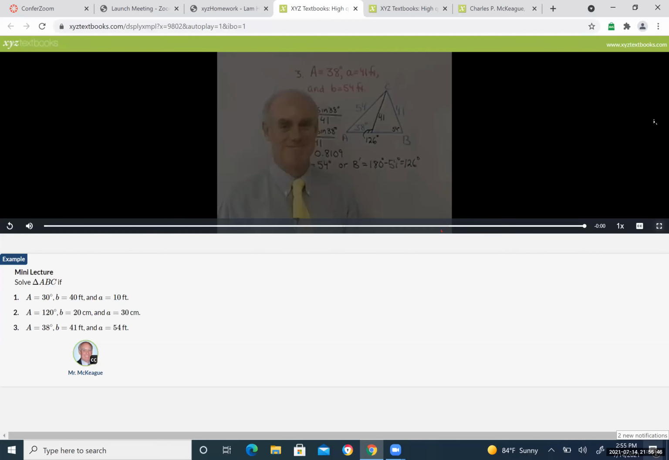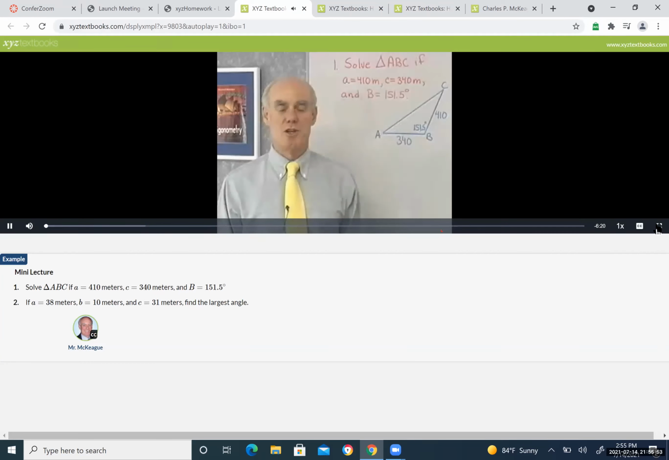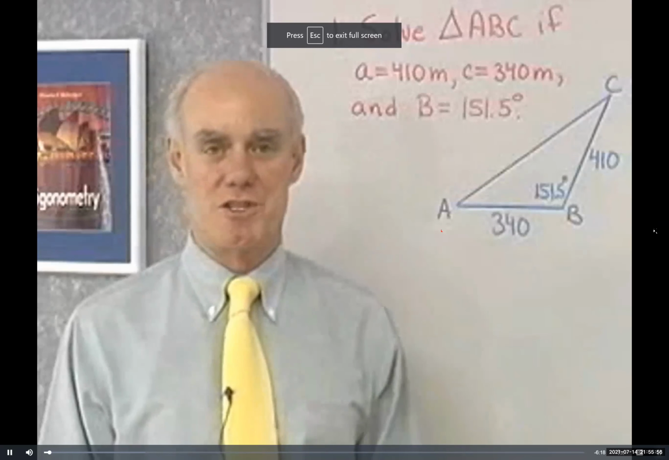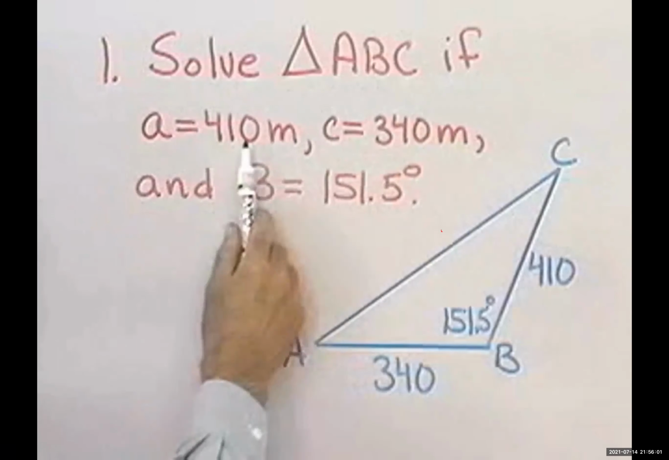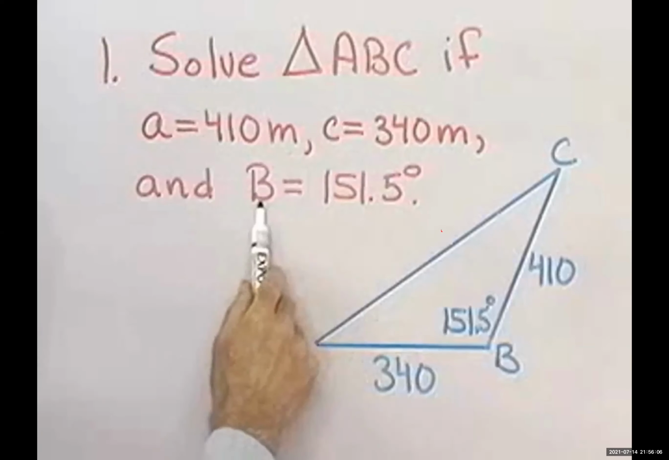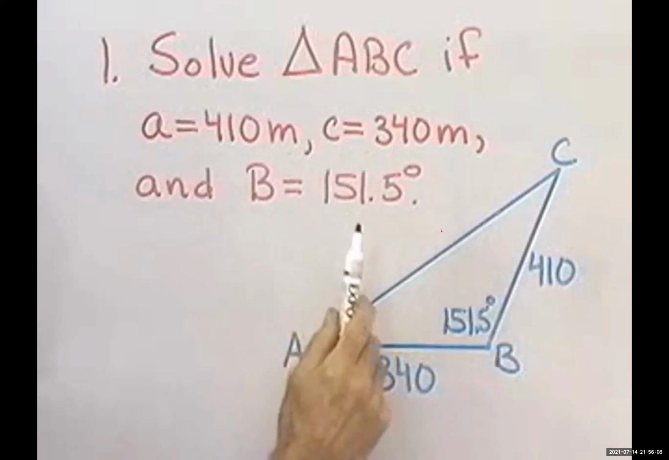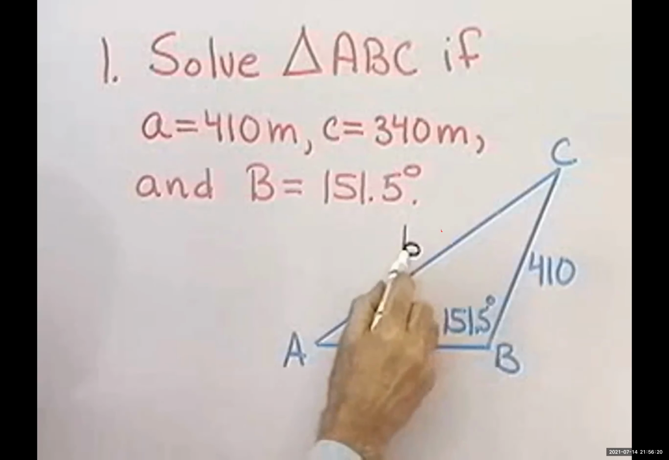All right, and we will have the next section, law of cosines. In this section, we use the law of cosines to solve for the missing parts in some triangles. For our first problem, we have: solve triangle ABC if side A is 410 meters, side C is 340 meters, and angle B is 151.5 degrees. So you can see I've drawn a little picture right here of the situation. Angle B is included between sides A and C, so I can use the law of cosines here to solve for side B.